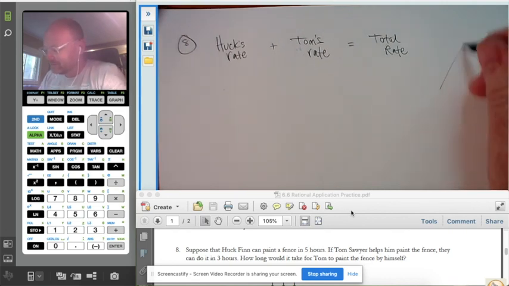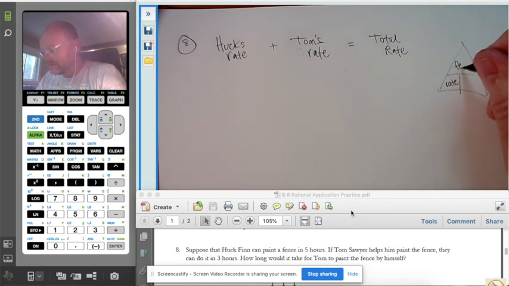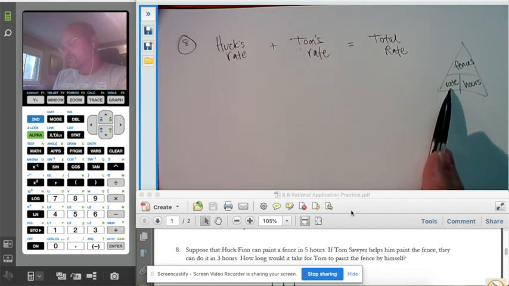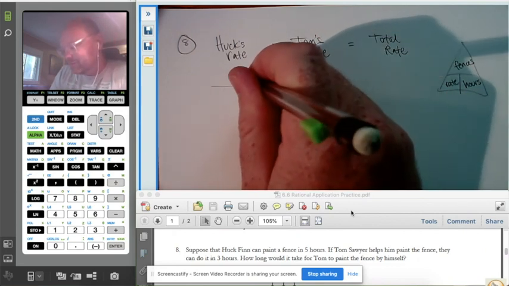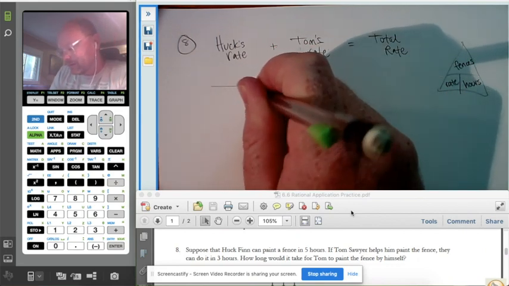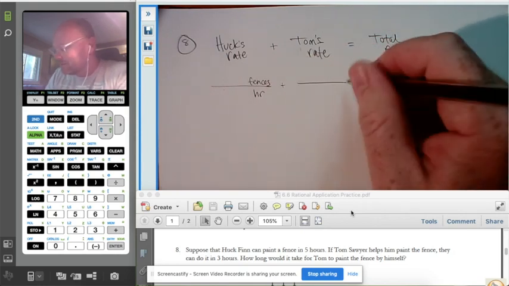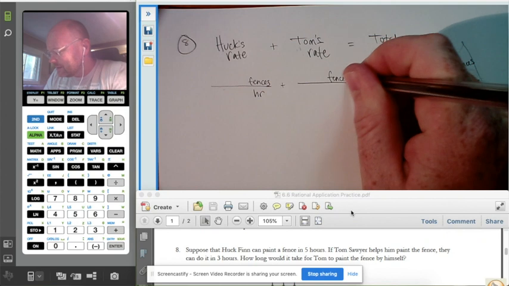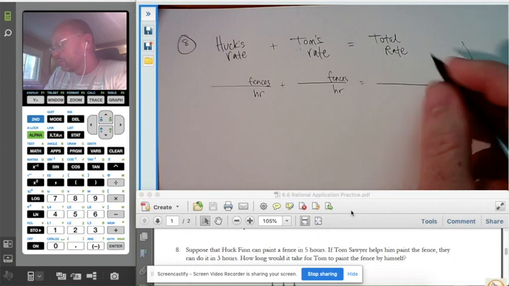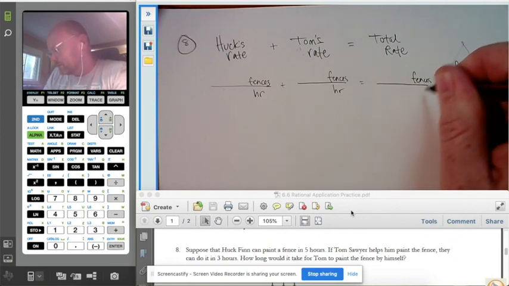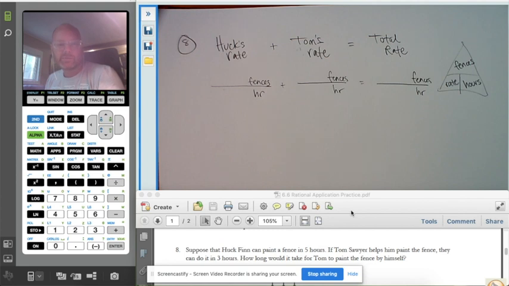Good old physics triangle thing. The rate is going to be the number of fences that they can paint, and the time looks like it's in hours. So the rate of fence painting is going to be in terms of fences per hour. Huck's rate is going to be a certain number of fences in a certain number of hours. Tom is also going to be able to paint a certain number of fences in a certain number of hours. And when we add them together, we will end up with an overall rate that is also going to be fences per hour. So let's plug in all the numbers here.